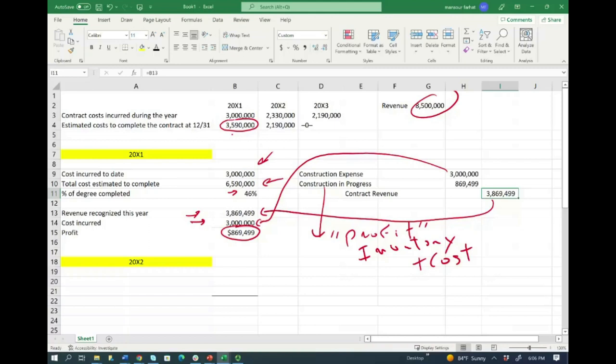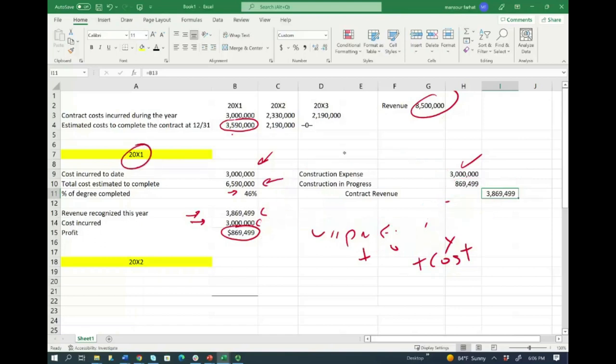Again, in the prior recording, I focused more on construction in progress, but this is just to show you how much profit I recognize. Now, bear in mind, although I put $869,499 on the balance sheet as part of inventory, on the income statement, I reported revenues, I reported expenses. The difference between them also is profit recognized for year X1. So this is X1. Let's take a look at year X2.